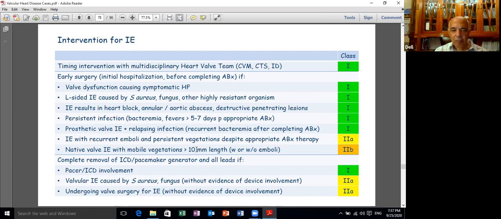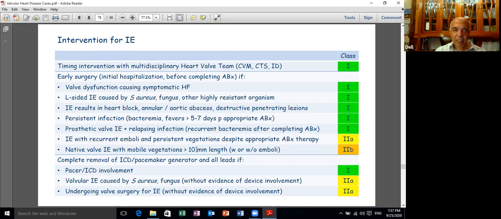The European guidelines put the figure at 20 millimeters for right-sided vegetations. Right-sided vegetations are usually more benign, but if the patient is having recurrent pulmonary emboli as well as persistent fever, evidence of a resistant organism, severe tricuspid regurgitation, and a large vegetation, and the figure here is 20 millimeters on the right side of the heart, then it's an indication for surgical intervention.